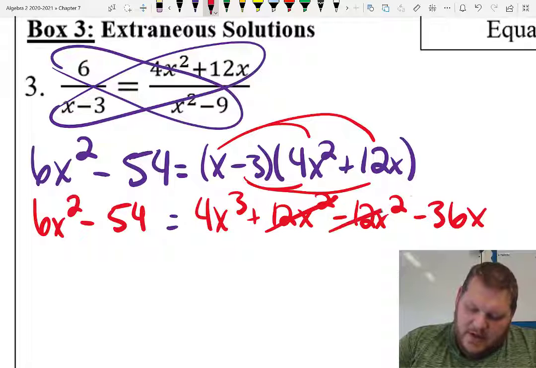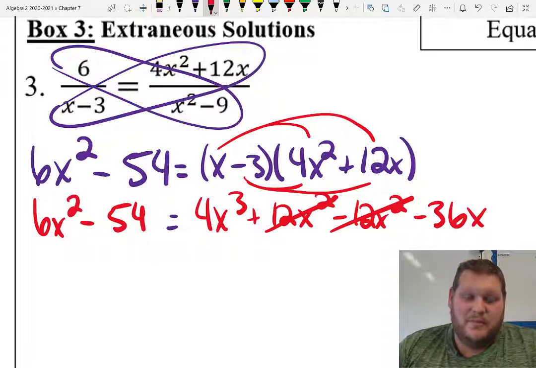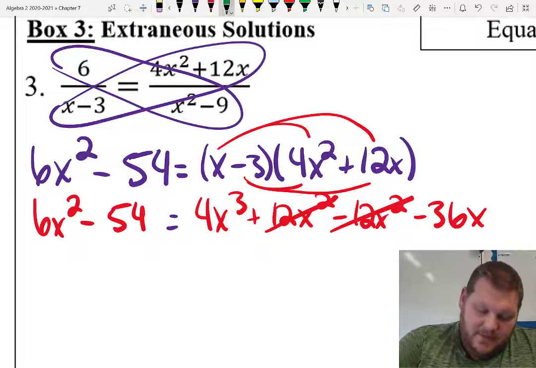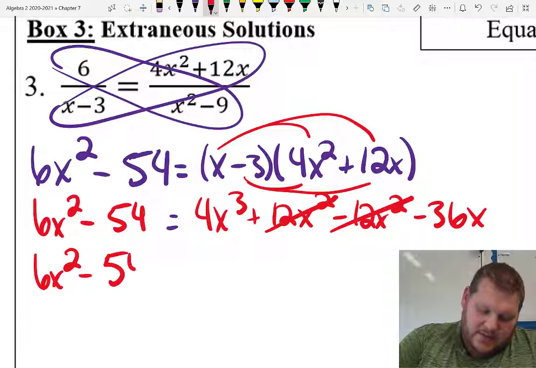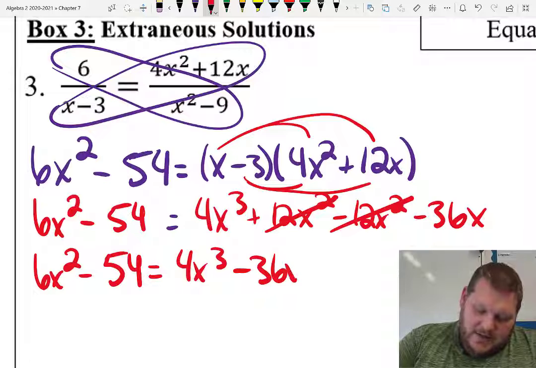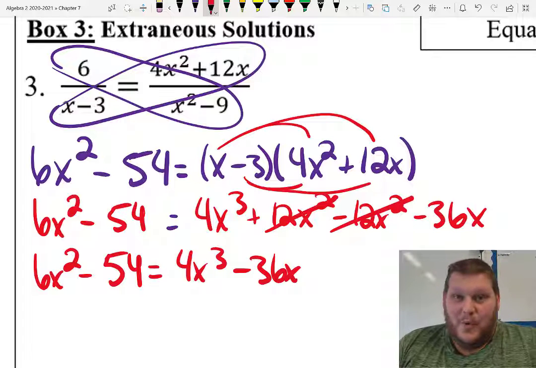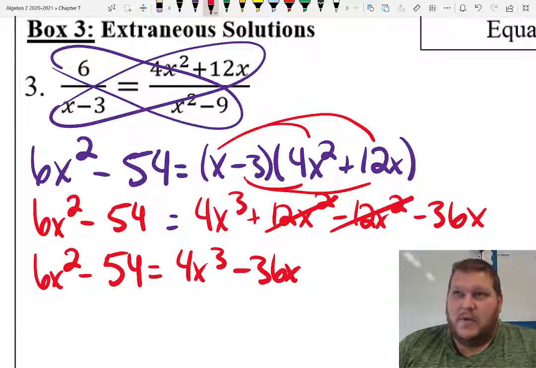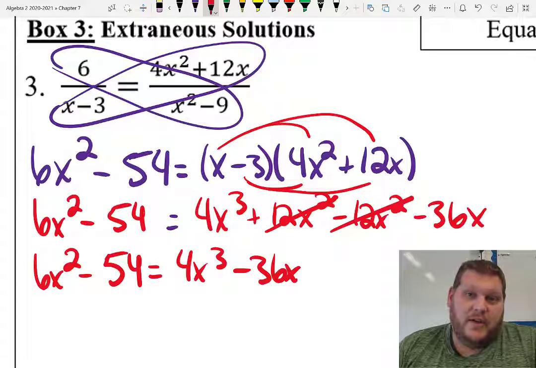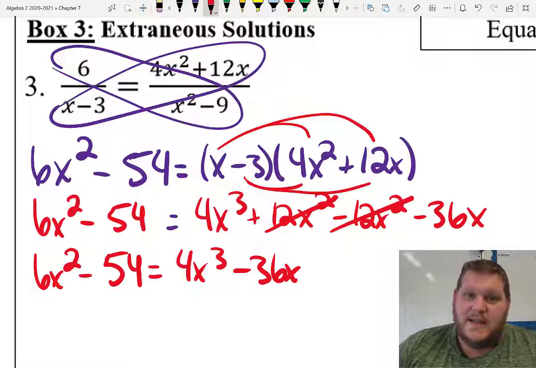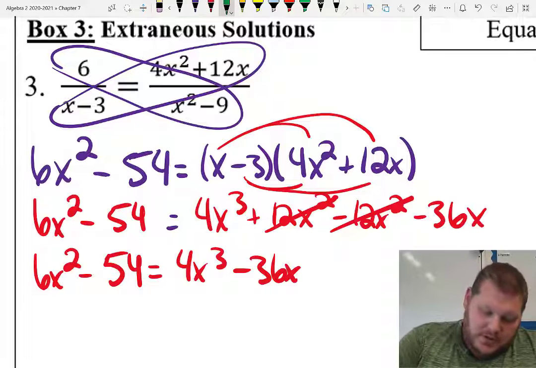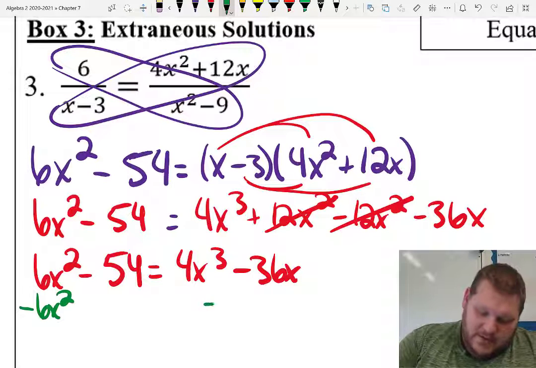So my 12x squared and my negative 12x squared cancel each other out because they're both 12x squared, but one positive, one negative. So after I collect up my like terms, 6x squared minus 54 equals 4x cubed minus 36x. So, if I'm going to solve that bad boy, not the only way, but the most common way of being able to solve a polynomial is move it all on one side, set it equal to 0, try and factor. So to do that, I'm going to have to subtract my 6x squareds on both sides. And I have to add 54.